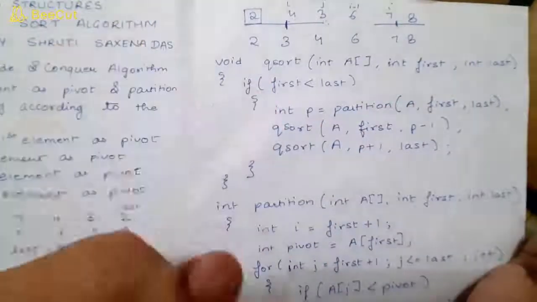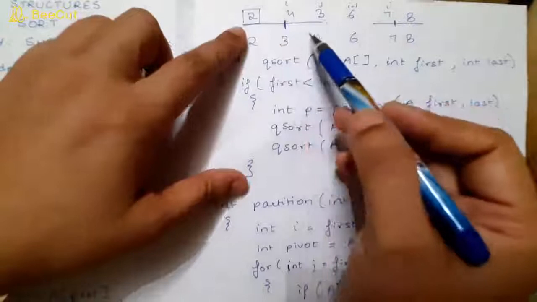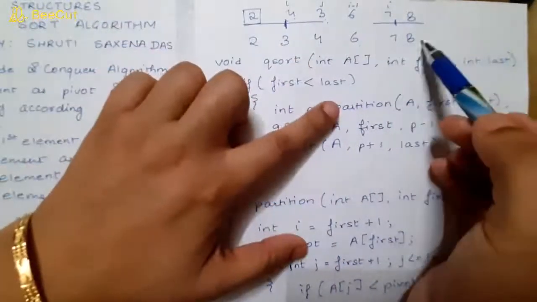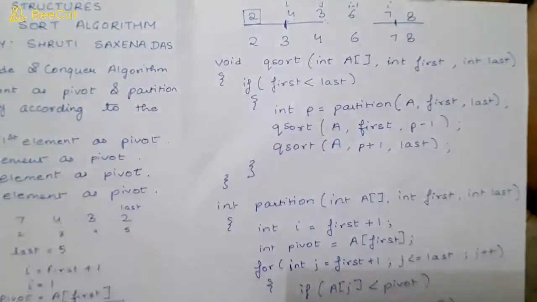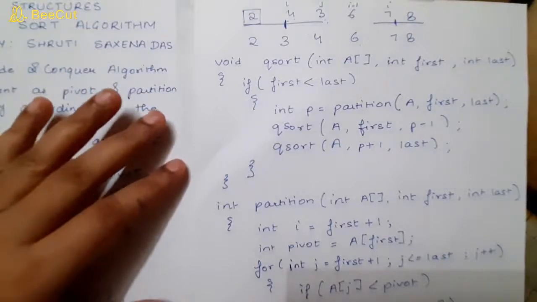So again the same function will be called. That means we are using recursion for this. So using recursion, again Quicksort will be applied on this partition and this partition simultaneously. So like this it will go on until you get the answer.